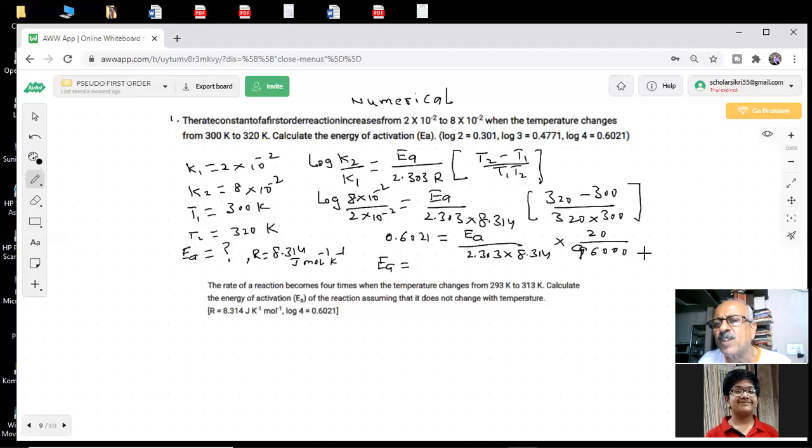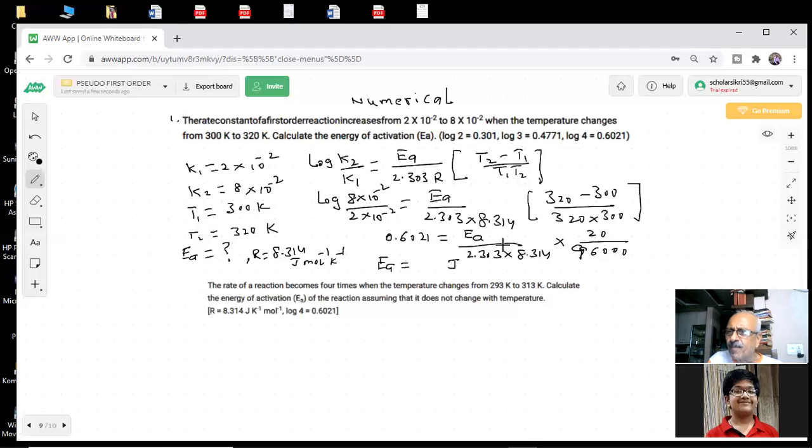Because you will get a large amount of joules, as it is clear, you can convert it into kilojoules. You can convert this into kilojoules. So you will get the answer in joules, the activation energy value. So you can easily do the calculation for this question.